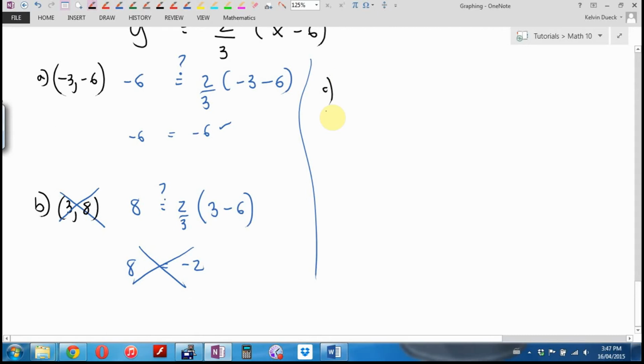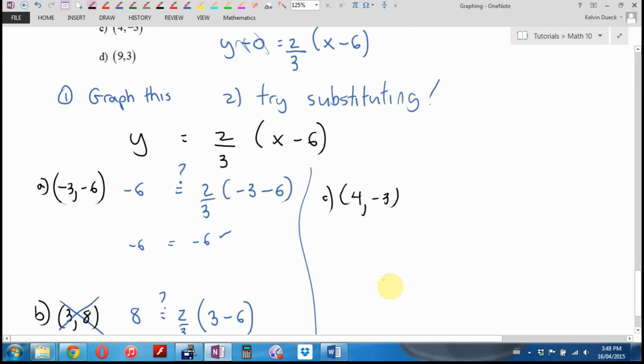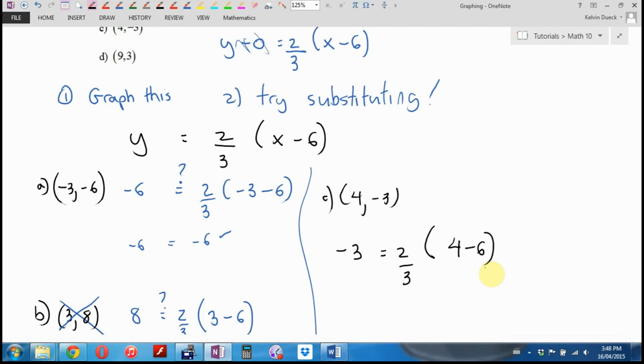Let's try C. So the answer is A, but let's do one more that doesn't work, just to show you the method. So this is going to be 4 comma negative 3, means replace every x with a 4, every y with a negative 3. So it's going to be negative 3, because that's the y value, equals 2 over 3, 4 minus 6. Do the bad math. What is 4 take away 6? Negative 2 times 2 divided by 3. Times 2 is? 4. Divide by 3.